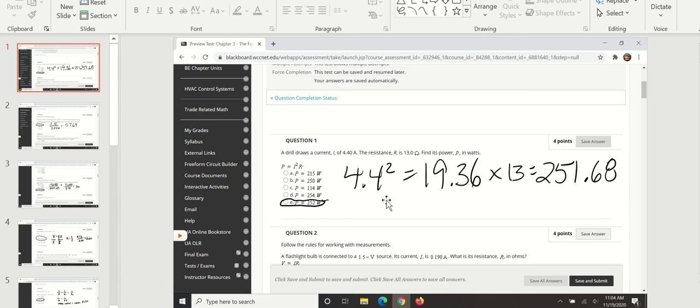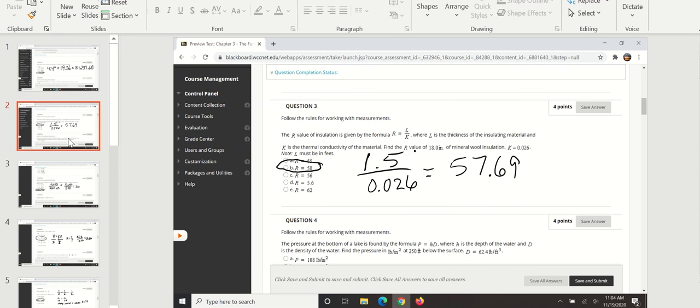This is question number 1. It says that the drill draws a current of 4.4 amps, and it wants you to find the power in watts. The formula P, power in watts, is equal to I squared R. I is 4.4. I squared, 4.4 squared, is equal to 19.36. Multiply that times 13 ohms, which is the R, comes up to 251.68. The answer right here, 252, is the correct answer.